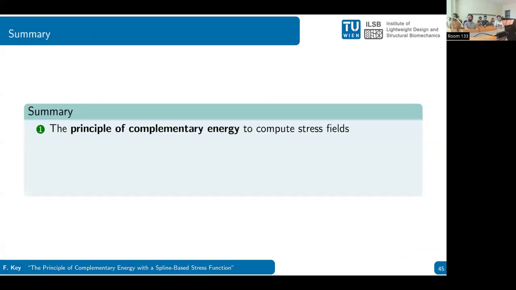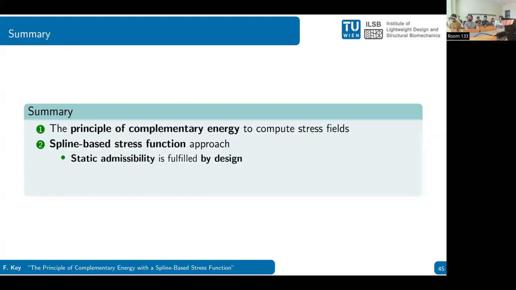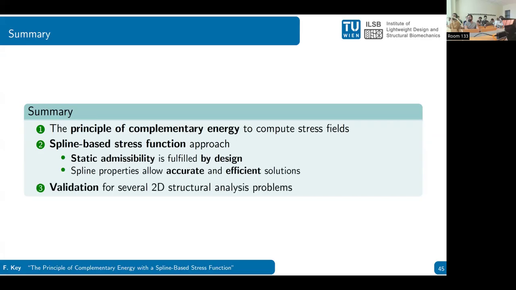Okay, so let me sum up. I showed you some way to use this principle of complementary energy to compute stress fields. We presented our work on the spline-based stress function approach, which is very useful in this application, where the static admissibility is fulfilled by design, and the spline properties allow for accurate and efficient solutions. And finally, I showed this validation for 2D test cases that are even challenging for today's state of the art. With that, I'm done. Thanks a lot.